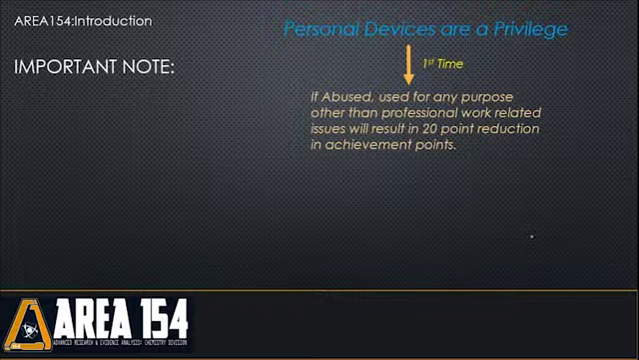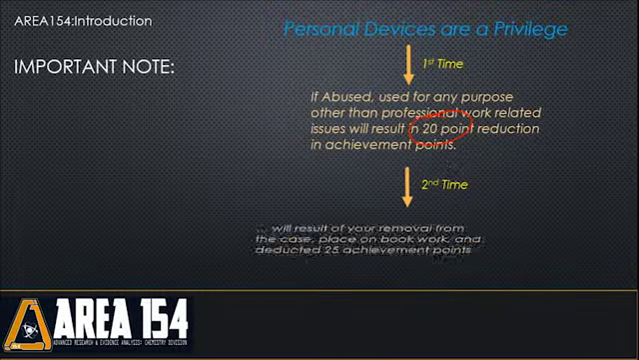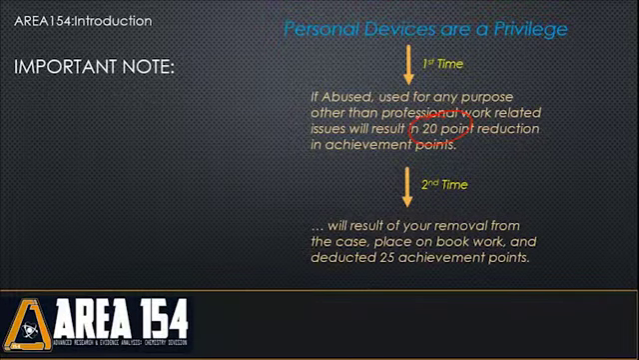So if they abuse it, start playing games, checking social media, things that they're not supposed to be doing, and I happen to catch it, they will be reduced in agent achievement points by 20. And there's no explanation. They can argue their point, and I'd be happy to hear it, but that's the case. If there's a second time, the second time is removal from the case. They'll be placed on bookwork until further notice or until the case changes, and deducted 25 more achievement points. This is a drastic thing, and I anticipate after this, there won't be a third time.